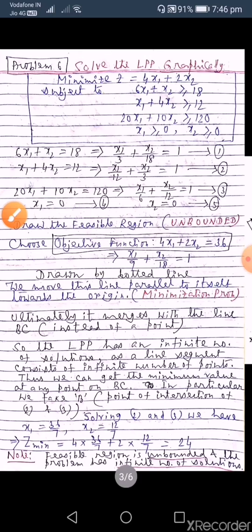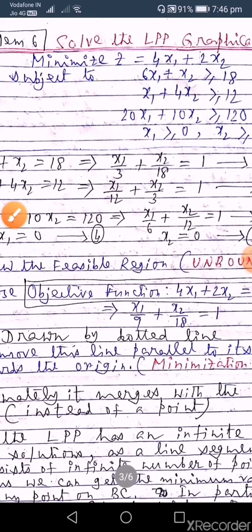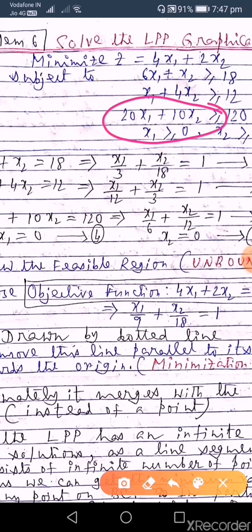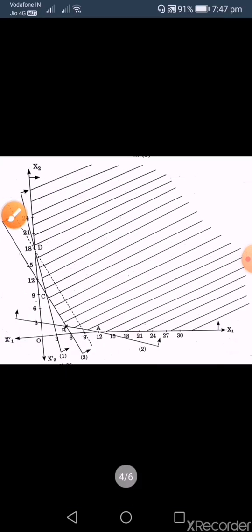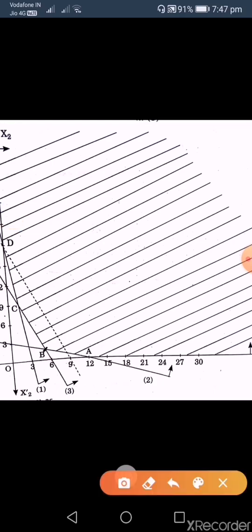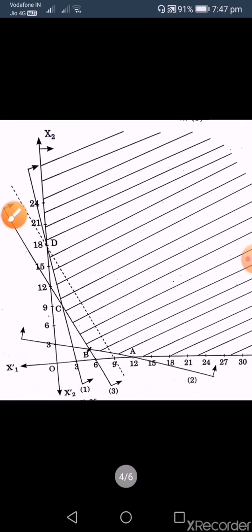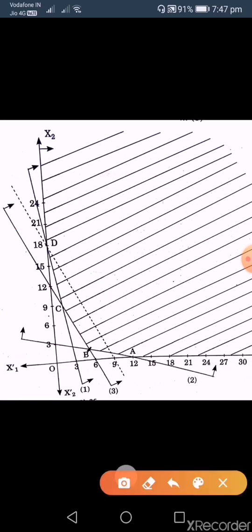Why? You see, 4x1 plus 2x2, this is the objective function, and 20x1 plus 10x2, if you divide it by 5, it will become again 4x1 plus 2x2. So this is 4x1 plus 2x2, this is also 4x1 plus 2x2. It means these two lines are parallel. It means whenever we shift this line towards origin, it will coincide ultimately with this line, that is line number 3.